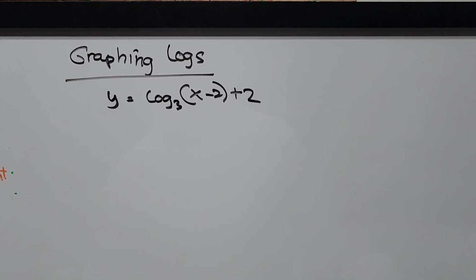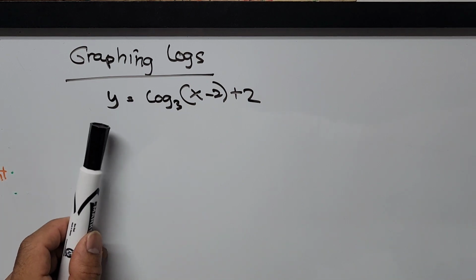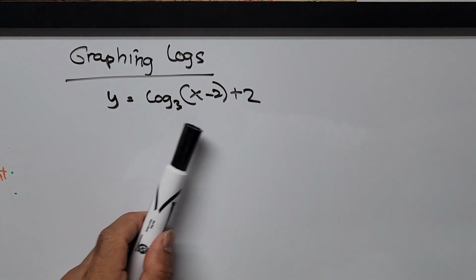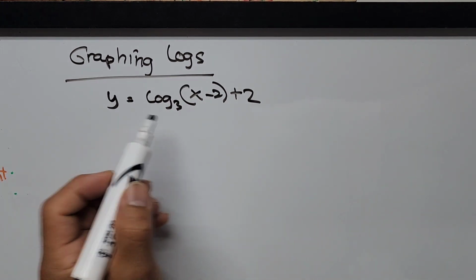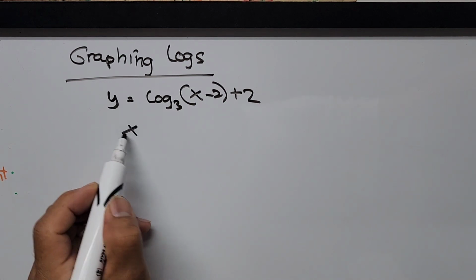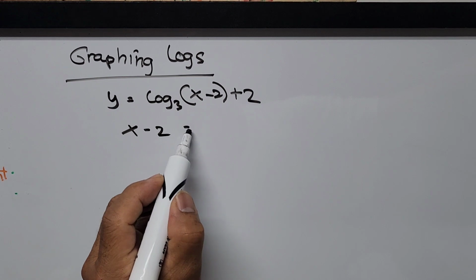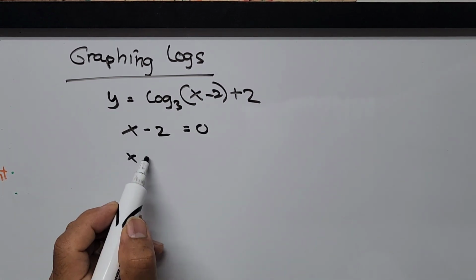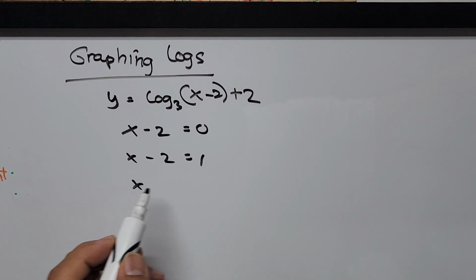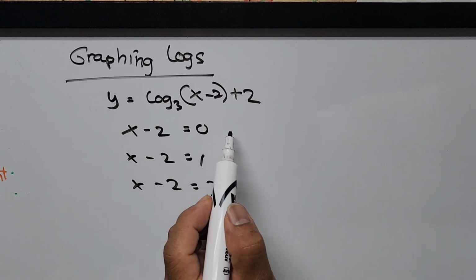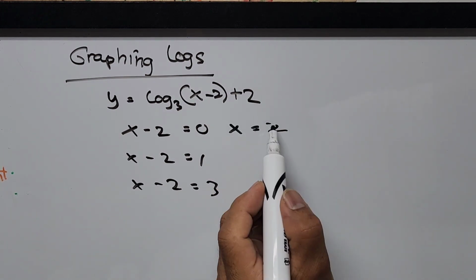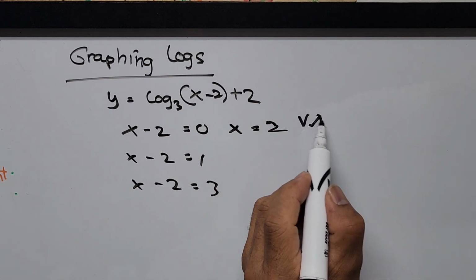So we are now on graphing logarithms. We have here the function y = log base 3 of (x - 2) + 2. What are the things that we need to know so we can graph a logarithmic function? First, we have to find the vertical asymptote. From this, the argument, let's set x - 2 equal to 0. Solving for x, x is equal to 2. So that will be the vertical asymptote.